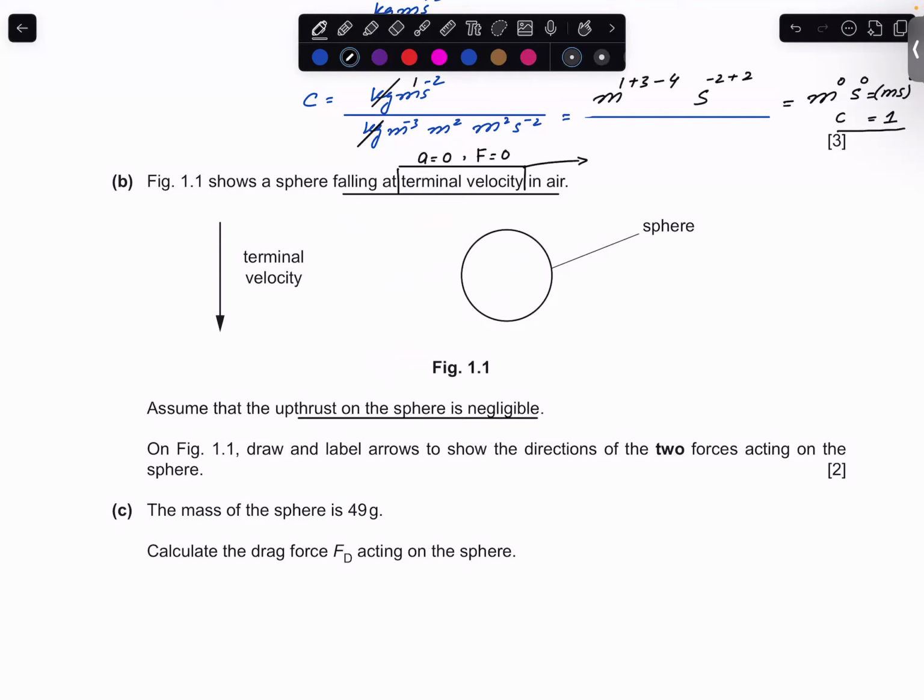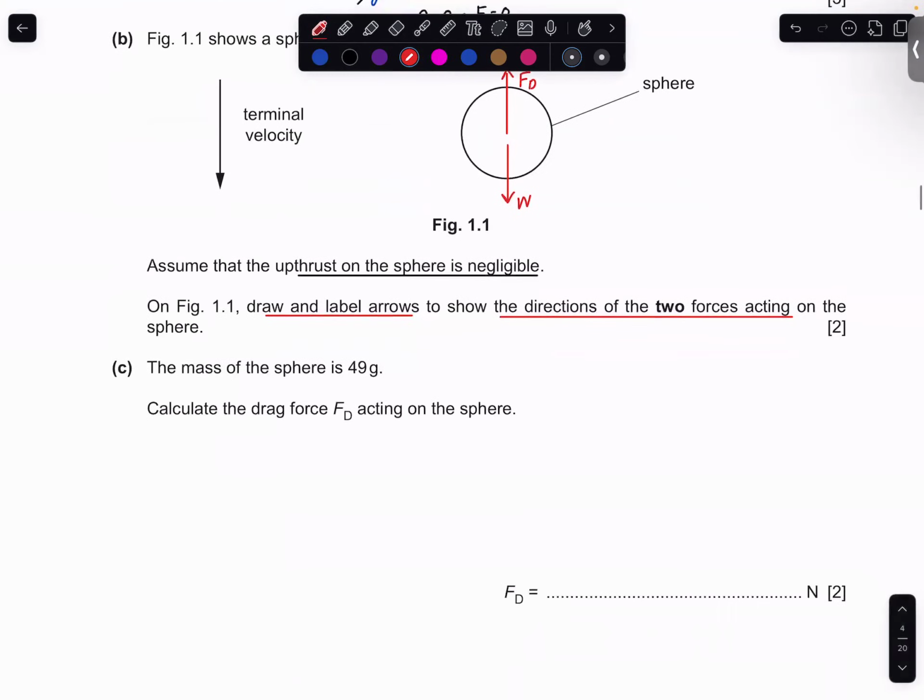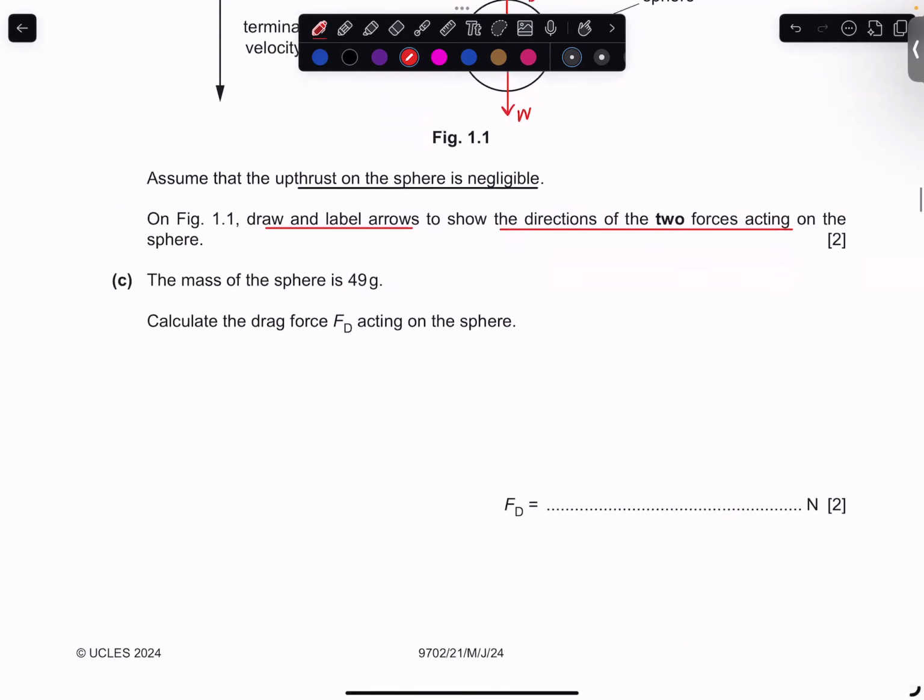Okay, this is given by the examiner. And on figure 1.1, draw and label arrows to show the direction of the two forces acting on the sphere. So when an object is moving vertically downward with terminal velocity, it is understood that there are two forces: one is weight acting vertically downward, and one is a drag force acting on the body upwards. So both forces are equal in magnitude, opposite in direction.